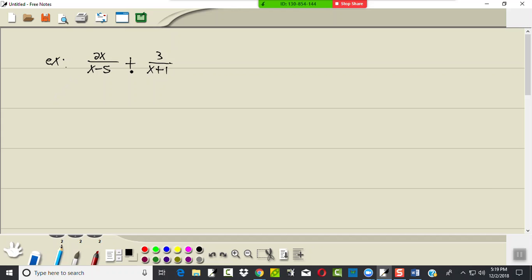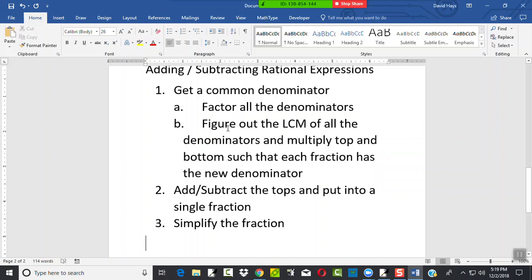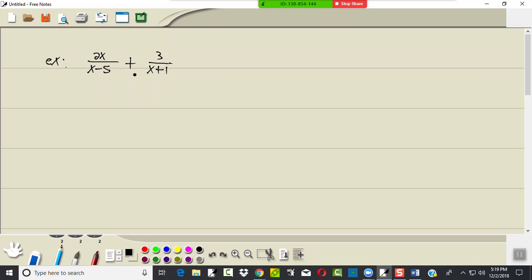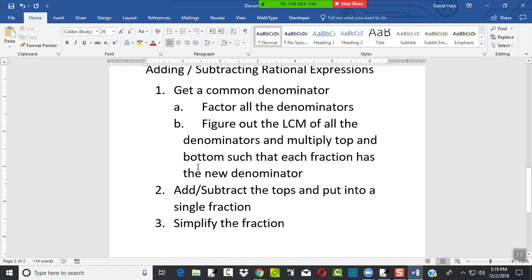Step 1, get a common denominator. Our first sub-step of that says to factor all the denominators. These can't be factored. Our next sub-step says figure out the LCM of all the denominators and multiply top and bottom such that each fraction has a new denominator.